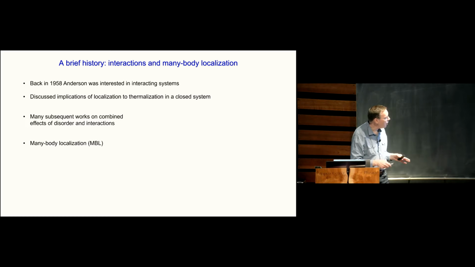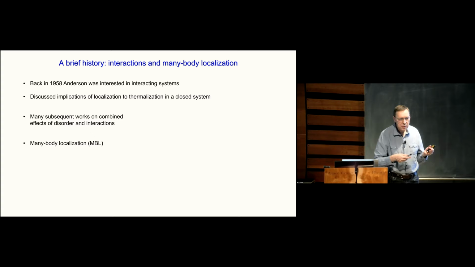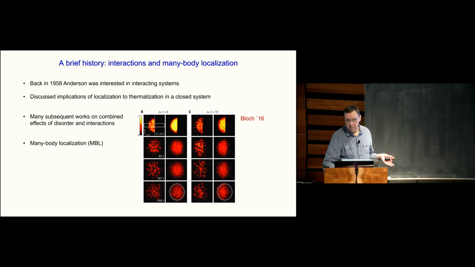So in some sense, he was ahead by decades of the current field, which is called under the moniker many-body localization. People really started to think about how interactions and localization work together, maybe preventing the system from thermalizing. So this is also a very active research area, and experiments are being done. Again, not surprisingly, these are atomic physics experiments trying to show MBL.